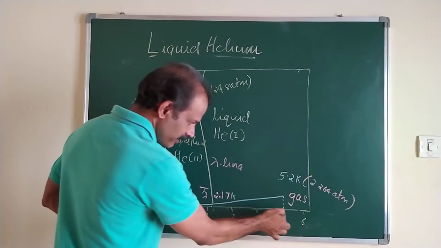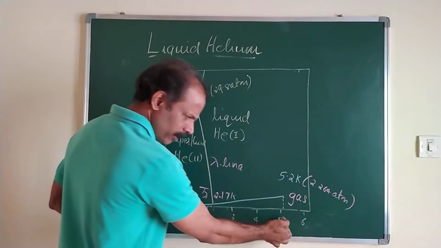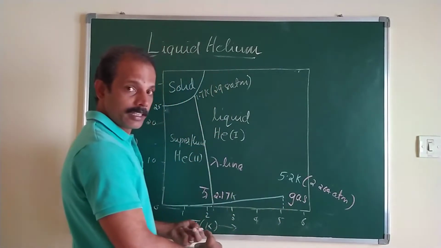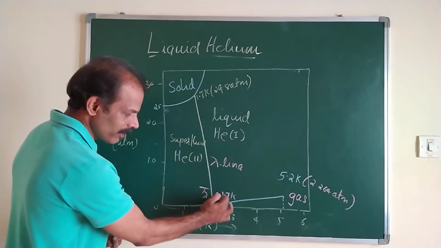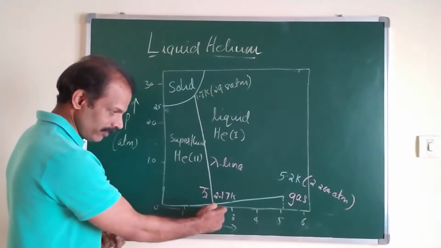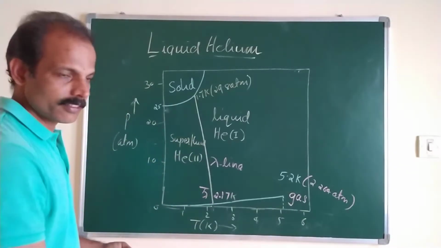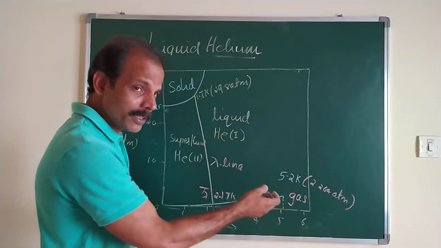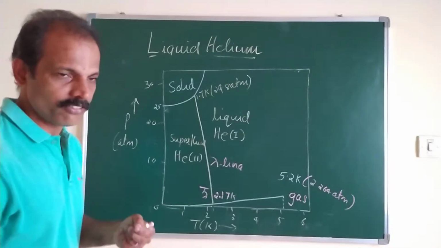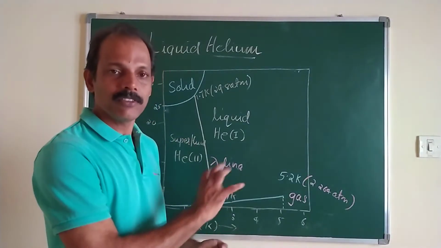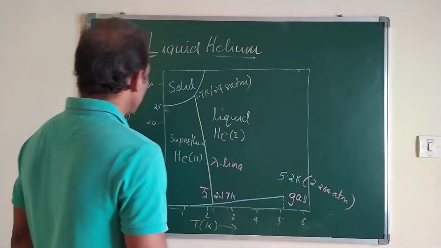As the temperature decreases below 5.2 Kelvin, the critical temperature, it becomes liquid, right? And as we keep cooling, below 2.17 Kelvin it becomes superfluid, right? And if we apply very high pressure at low temperature like this 1.7 Kelvin, we can convert it into solid form. This is the phase diagram of helium.